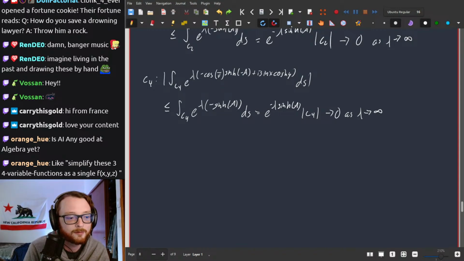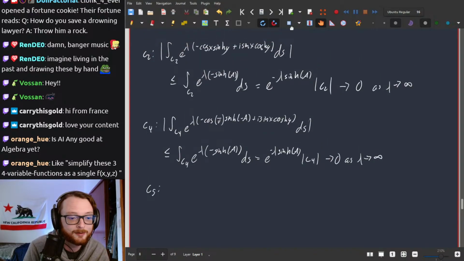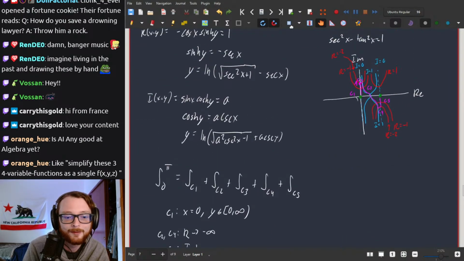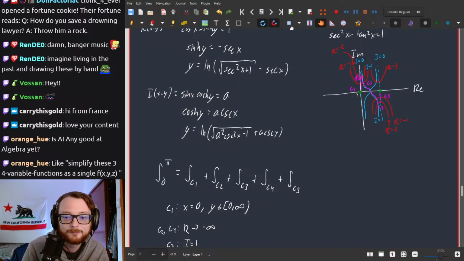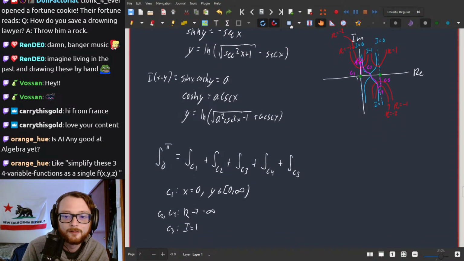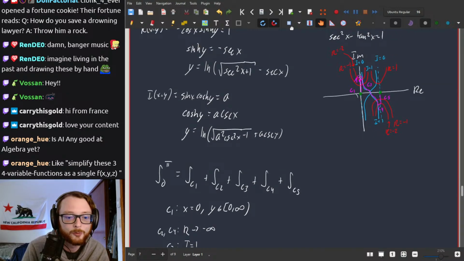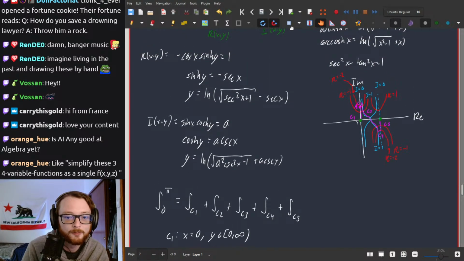Divide these 3 4-variable functions as a single f of x, y, z. I mean, I don't know exactly what that would mean, but you're basically spinning the slot machine for you to get the right answer. It can do it, but who knows if it's actually going to do it. There's a certain amount of randomness.